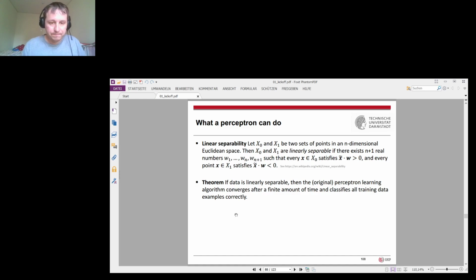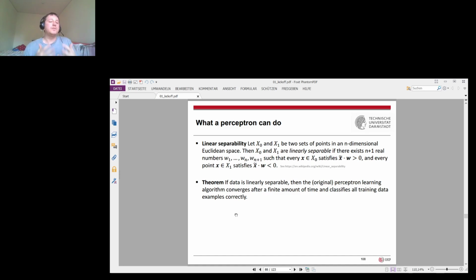And then there's a theorem that says, and this goes back to Frank Rosenblatt, if the data is linearly separable, then the original perceptron learning algorithm converges after a finite amount of time and classifies all training data correctly. So what is the original perceptron learning algorithm? Well, that's a variant of the algorithm that we've seen before. Before we derived some algorithm for how to train the perceptron model, and the original one is similar to that. It's a little bit different, but the differences don't matter now for our purposes.